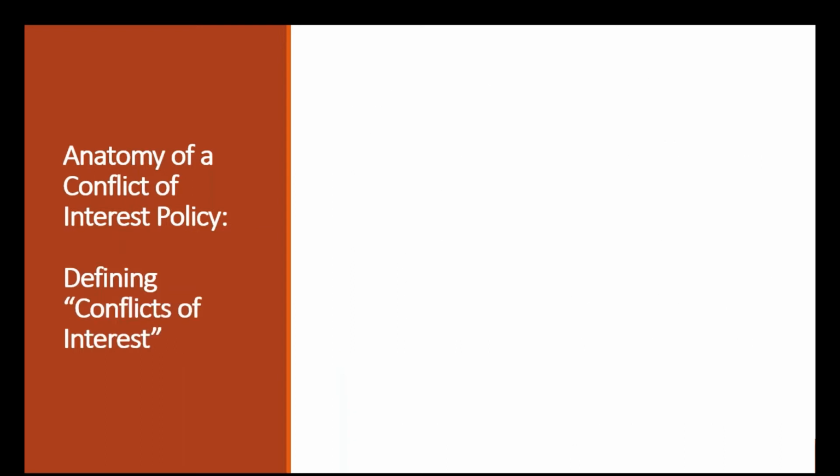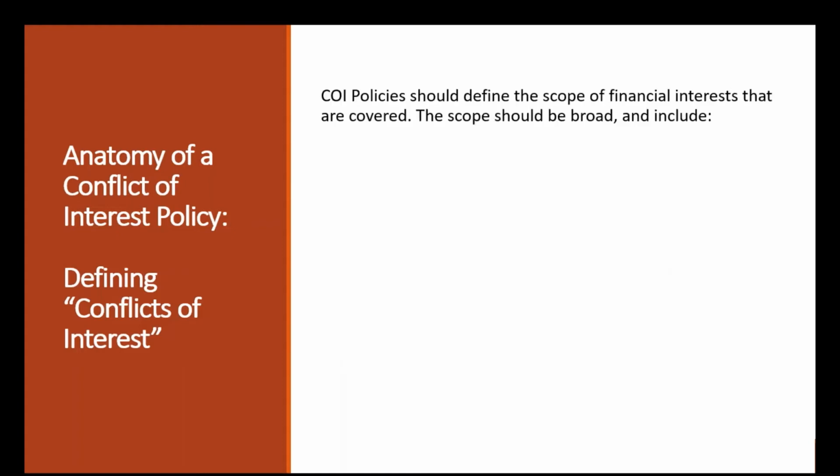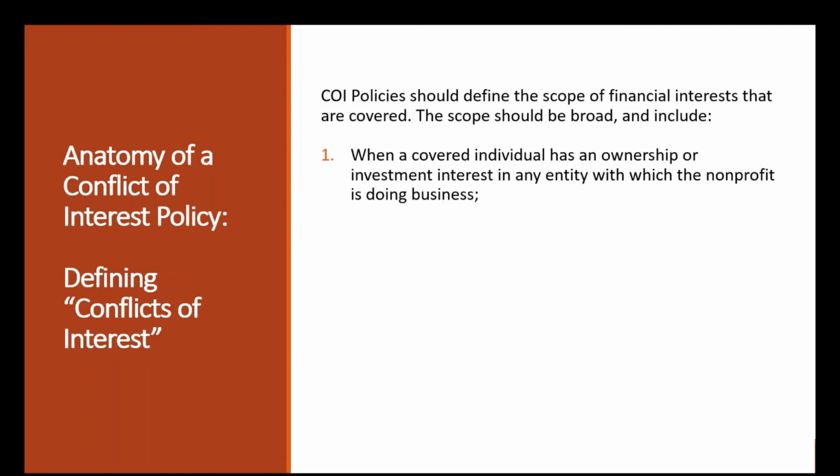So the second thing we want to think about is defining what a conflict of interest is. A conflict of interest policy should define the scope of financial interests that are covered, and the scope should be broad. It should include when a covered individual has an ownership or investment interest in an entity with which the nonprofit is doing business. Again, this is the classic example. I own an HVAC renovation company. Our nonprofit needs to renovate the HVAC in its building. If the nonprofit wants to use my company, that could be a potential conflict.